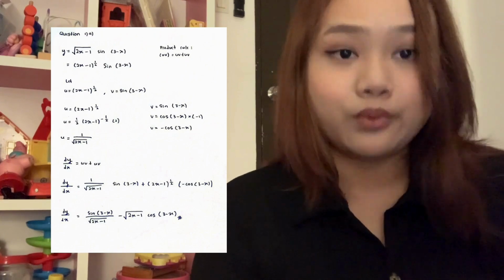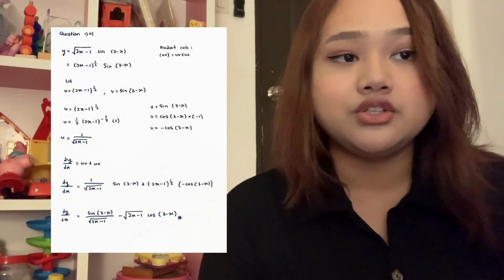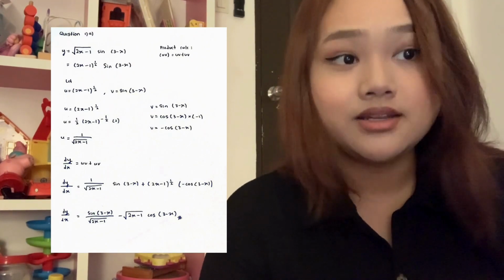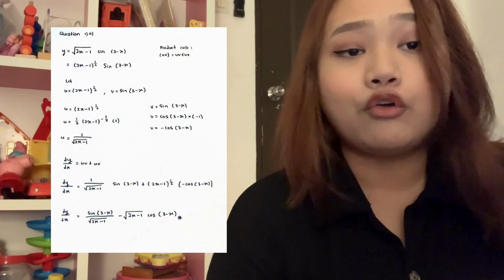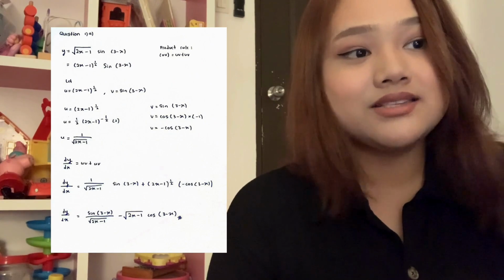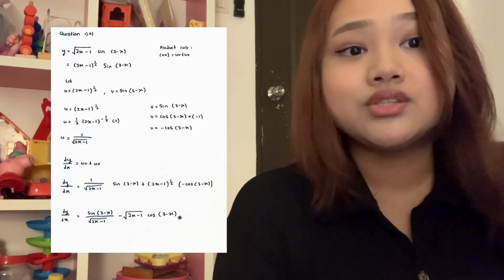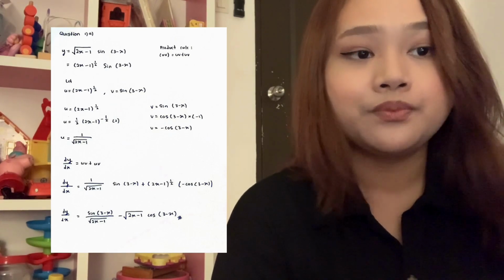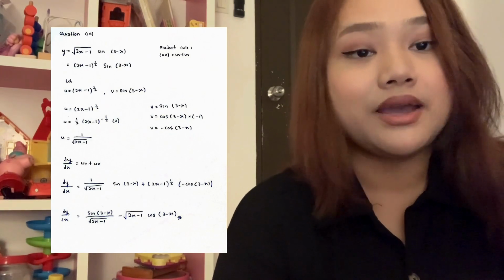Next, we apply the product rule: dy/dx equals u'v plus uv'. And then we substitute the values. dy/dx equals 1 over the square root of (2x minus 1) times sin(3 minus x), plus (2x minus 1) to the power of 1/2 times (negative cos(3 minus x)). So the final answer is dy/dx equals sin(3 minus x) over the square root of (2x minus 1), minus the square root of (2x minus 1) times cos(3 minus x).